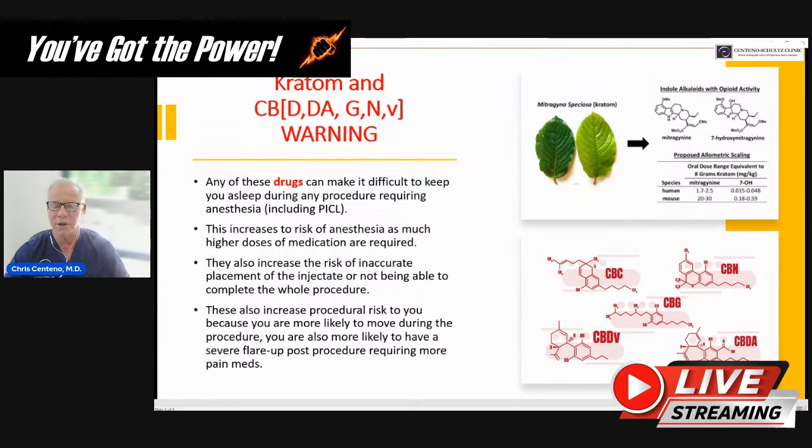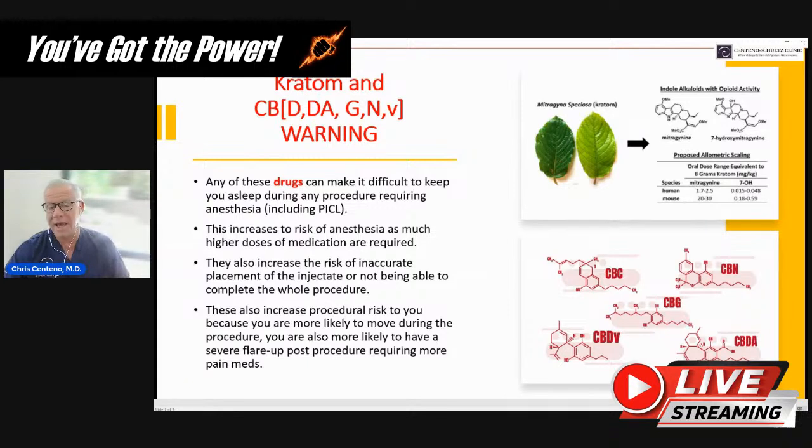So again, if you're taking this, how long should you be off? Nobody knows. This is all very new stuff. We're just starting to see publications on the anesthesia risk come out. Again, Kratom was a 2022 publication. So no one really knows how long you have to be off of this. My guess is at least a couple of months.